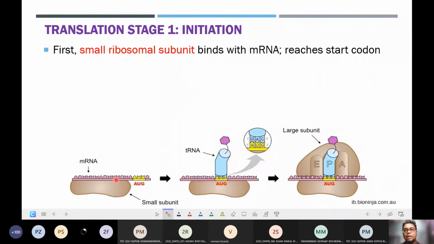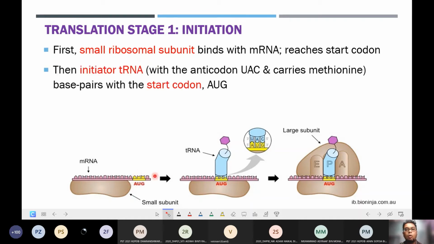But first, it will be the small ribosomal subunit that will bind to the mRNA within the cytoplasm. So once the small ribosomal subunit binds to the mRNA, it will start to look for the start codon, which is the AUG. Okay, the small subunit of the ribosome reaches the start codon, then comes along a special type of tRNA that we call the initiator tRNA.